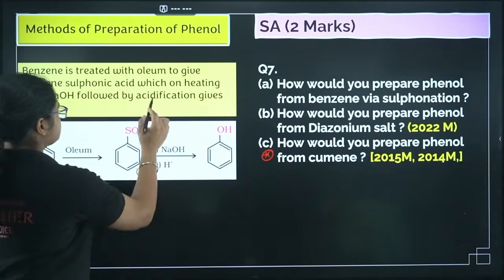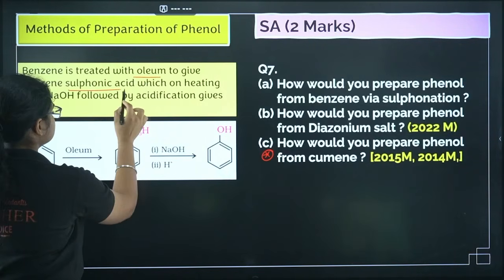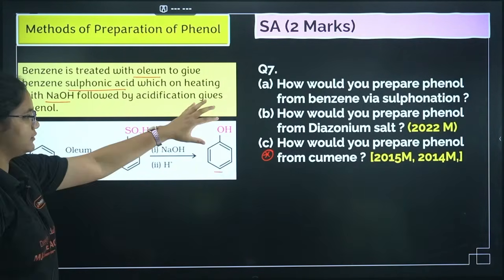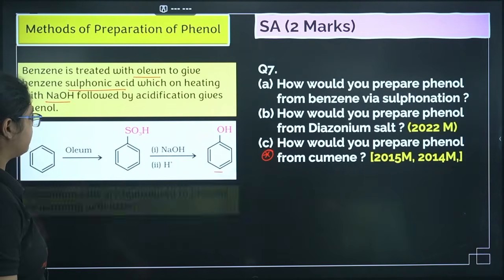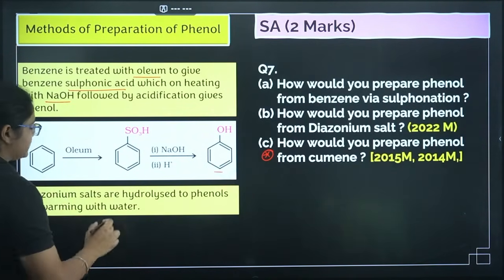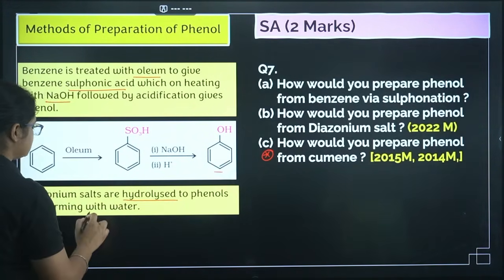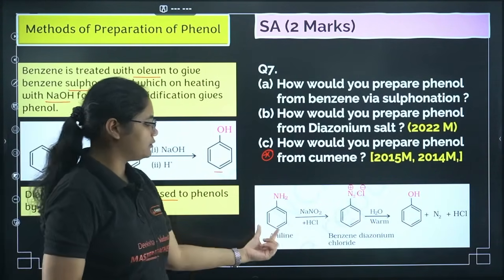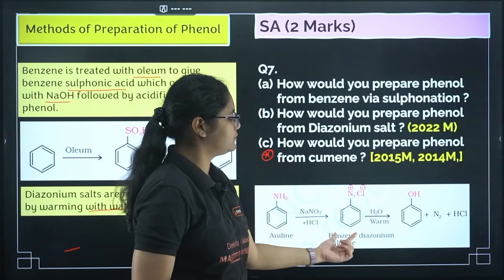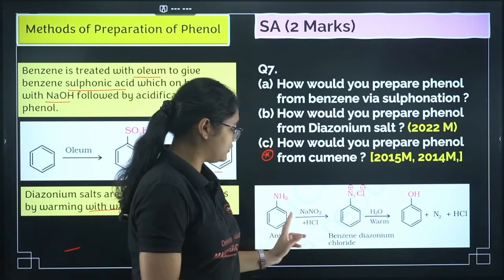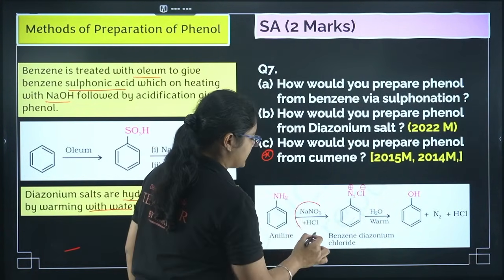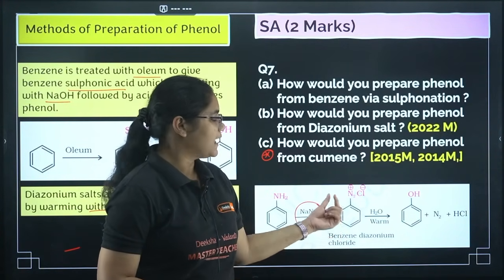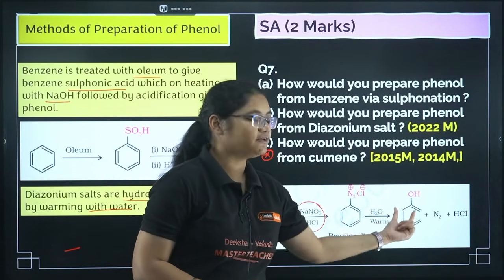So, benzene is treated with oleum to give you benzene sulfonic acid, and then on heating with NaOH, we get phenol. This is the first part. Now, how will you get it from diazonium salts? Diazonium salts are hydrolyzed to phenols by warming with water. Here we have a simple reaction. You take aniline and treat it with nitrous acid, that is NaNO2 and HCl. You will get benzene diazonium chloride, and then warm water will give you phenol.